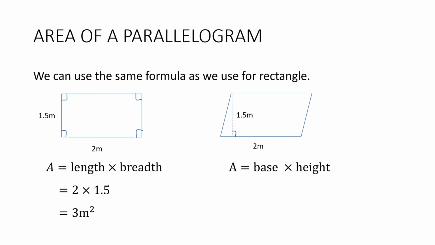Let's have a look. Here we've got the length, which is 2 meters. Here we've got the base, which is 2 meters. Here we've got the breadth, which is 1.5 meters. Here we've got the perpendicular height, which is 1.5 meters. See? Same formula, just different words. So it's going to be 2 times 1.5, which is 3 meters squared.